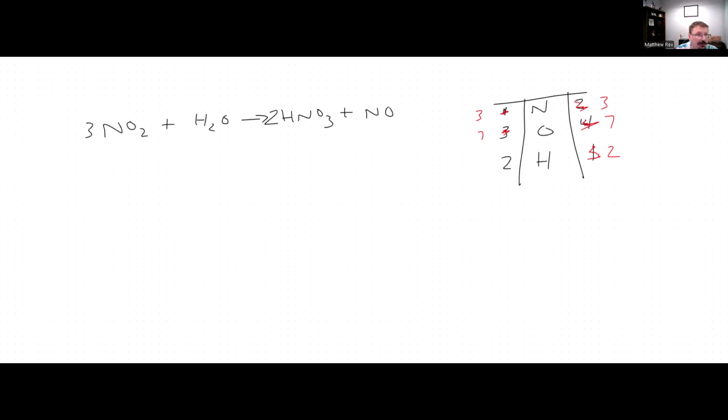So our coefficients here, we've got a 3, a 1, a 2, and a 1. So that should have been 3, 1, 2, 1, or answer B.